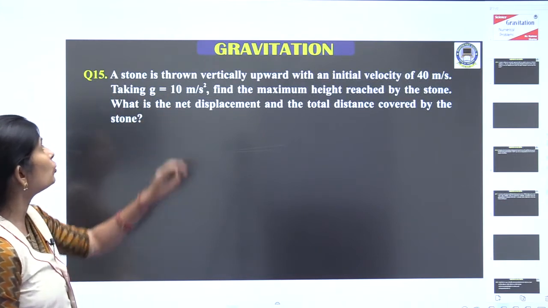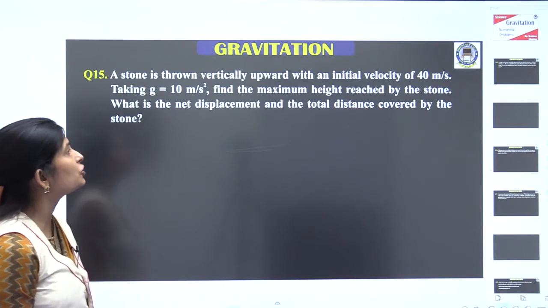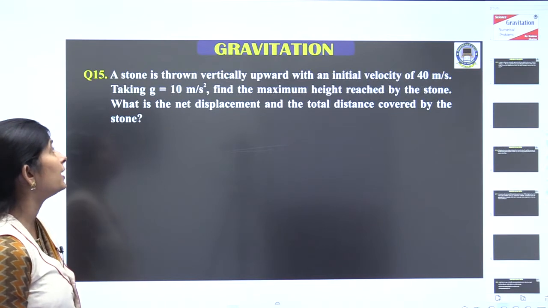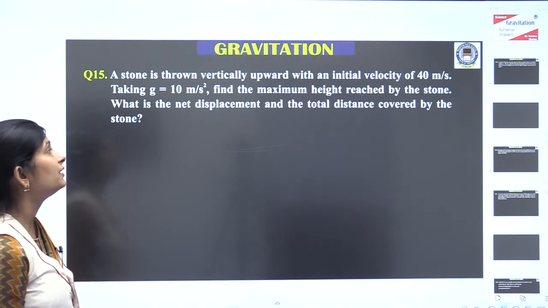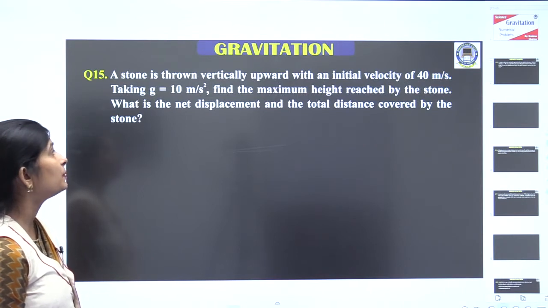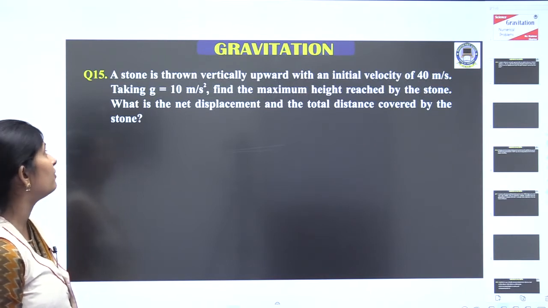A stone is thrown vertically upward with an initial velocity of 40 meter per second. Taking g equal to 10 meter per second square, find the maximum height reached by the stone. What is the net displacement and the total distance covered by the stone?